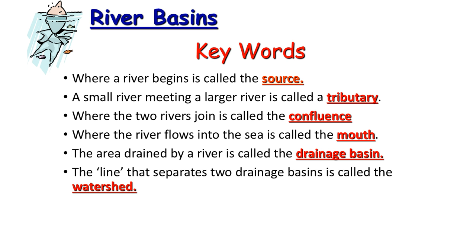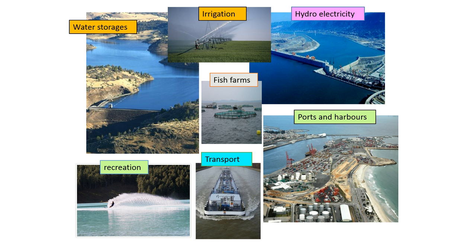Where a river begins, it's called its source. So wherever the river begins, where it's at the top of the valley, where it usually might be, it's called its source. A small river meeting a larger river is called a tributary. Where two rivers join is called a confluence. Where the river flows into the sea is called the mouth. The area drained by a river is called the drainage basin. The line that separates two drainage basins is called the watershed. So you'll understand those a little bit more by the end of today.